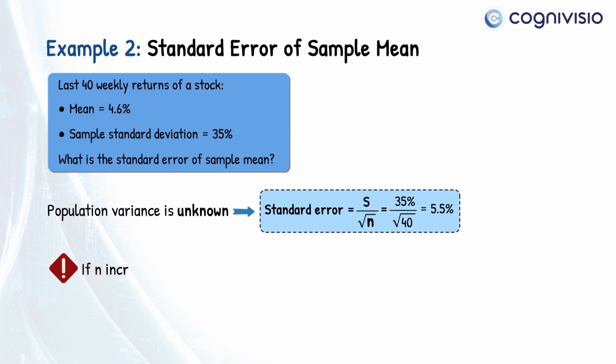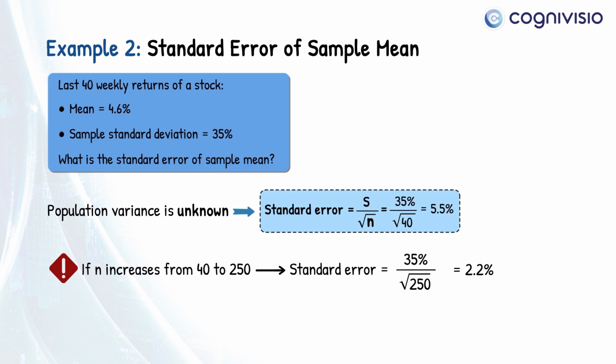Now if the sample size increased from 40 to 250 with the same mean, the standard error of the sample mean becomes 35% divided by the square root of 250, which gives 2.2%. Notice here that as n increases, the standard error decreases.